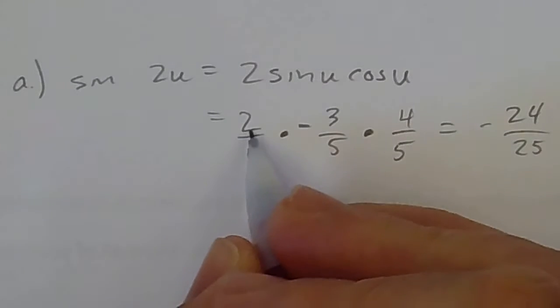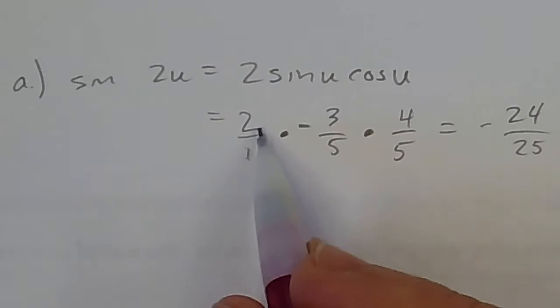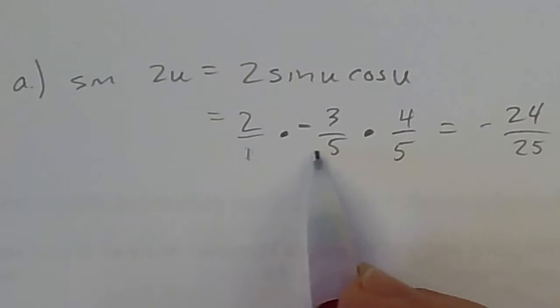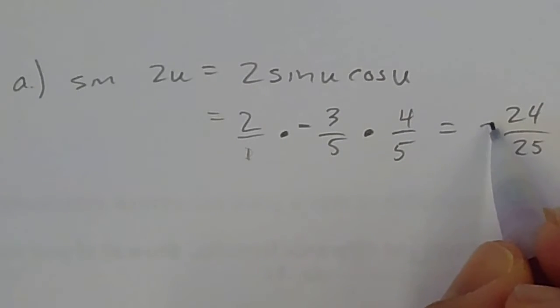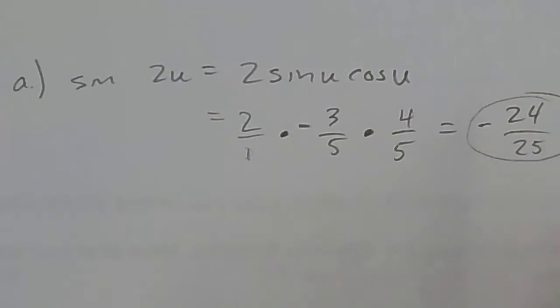It's important to put that 2 over 1 because some students, if they don't, they end up multiplying the 5 by 2 and they get 50. No, it's just 1, okay? So negative 24/25 is reduced. That's my answer.